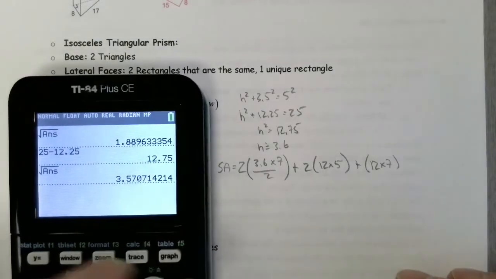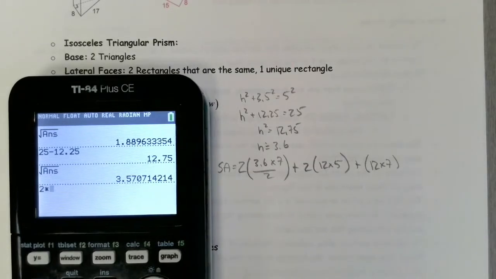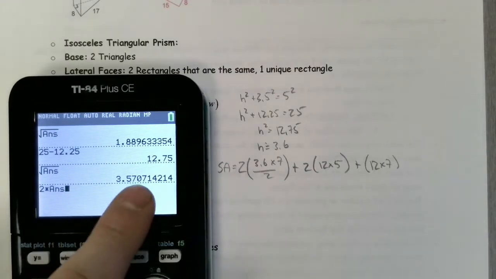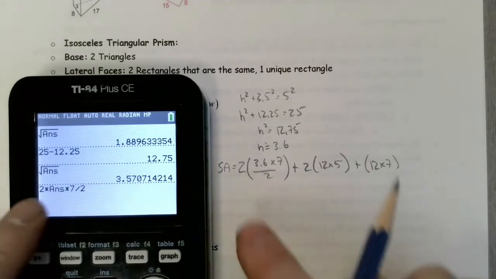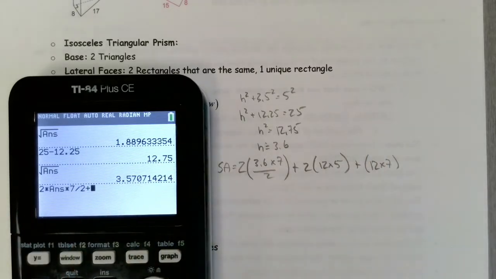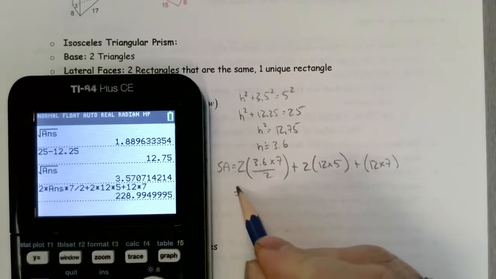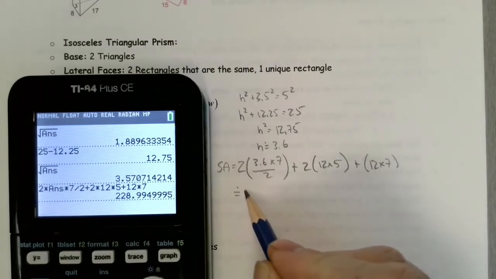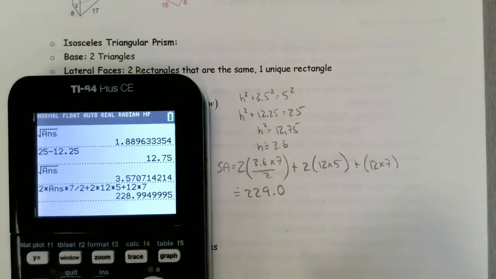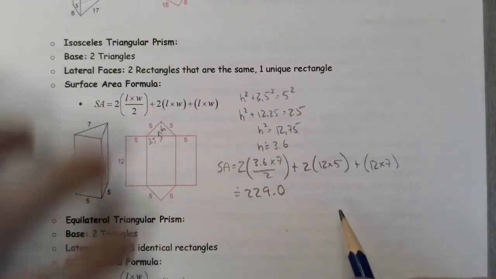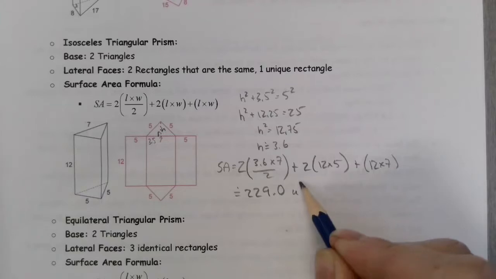I go to my calculator, and I will go 2 times that answer, what I just did, multiplied by 7 divided by 2. And so those 2's are going to cancel. But anyway, plus 2 times 12 times 5 plus 12 times 7. Okay, and so we get roughly 229.0 when I round to the nearest tenth. And in this case, once again, I'm looking for units. There's no units. This will just be units squared.